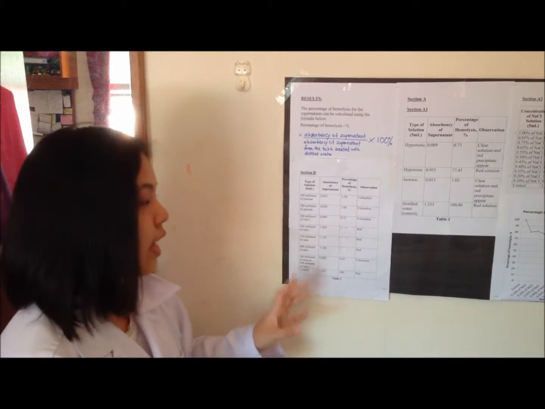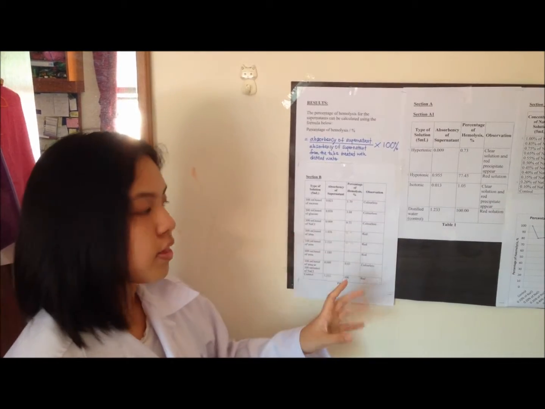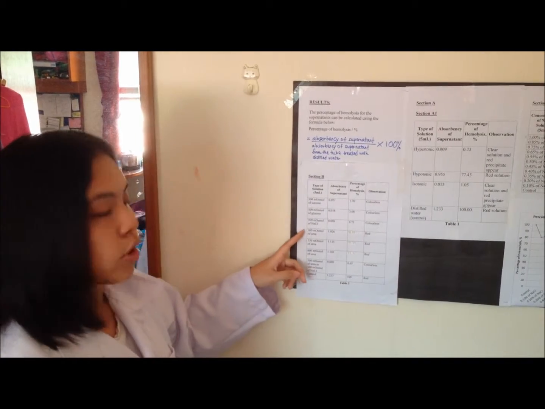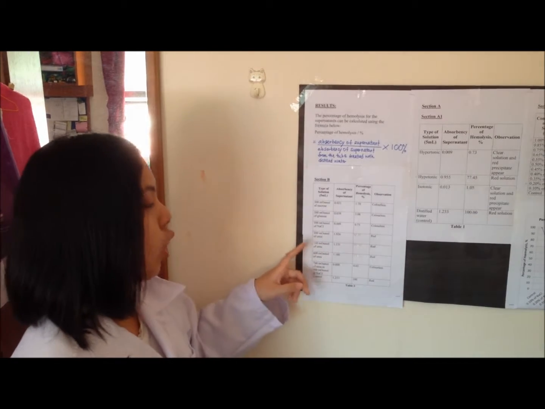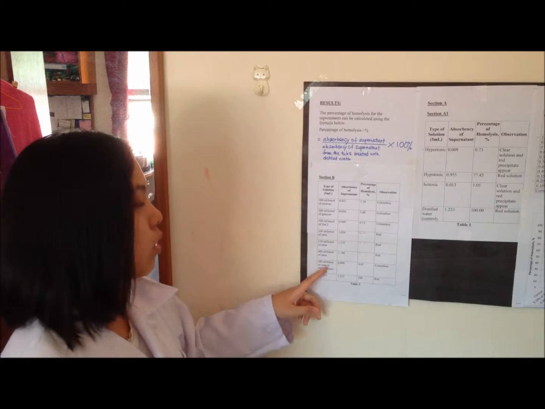And we can also observe that for 300 milliosmol of sucrose, glucose, and NaCl solutions, and 300 milliosmol of urea in 300 milliosmol of NaCl solutions, the solution turns colorless at the end of the experiment. And for 300 milliosmol of urea, 150 milliosmol of urea, 600 milliosmol of urea, and the control tube, the solution turns red at the end of the experiment.